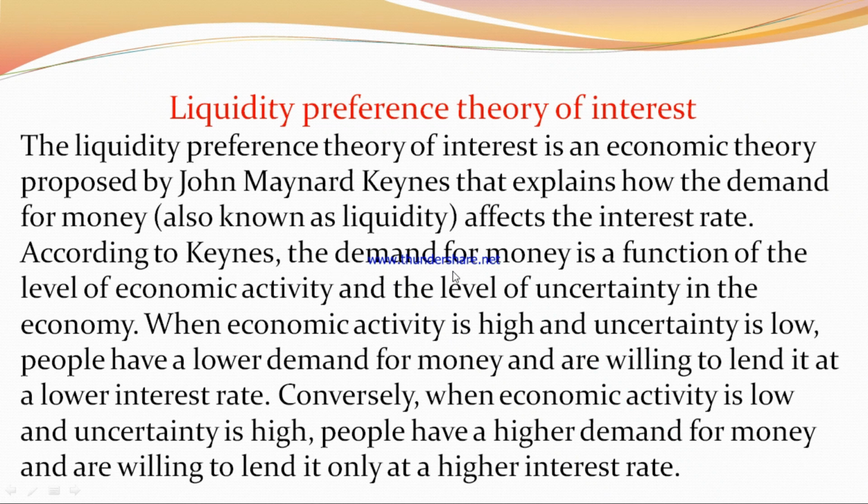According to Keynes, the demand for money is a function of the level of economic activity and the level of uncertainty in the economy. When economic activity is high and uncertainty is low, people have a lower demand for money and are willing to lend it at a lower interest rate. Conversely, when economic activity is low and uncertainty is high, people have a higher demand for money and are willing to lend it only at a high interest rate.